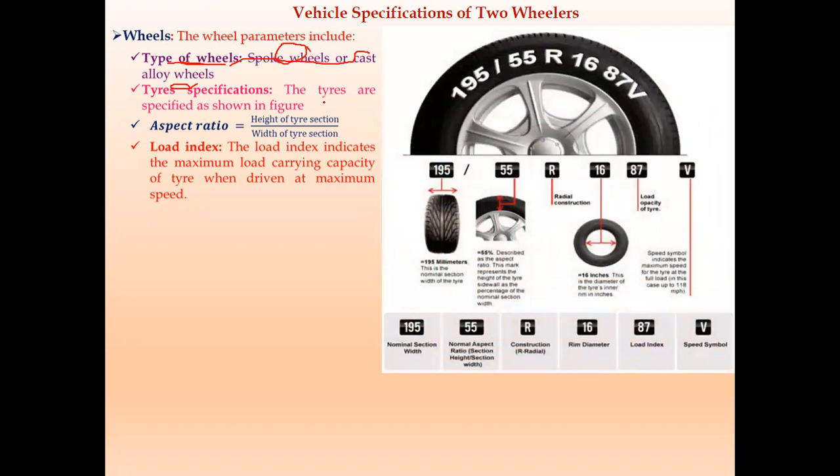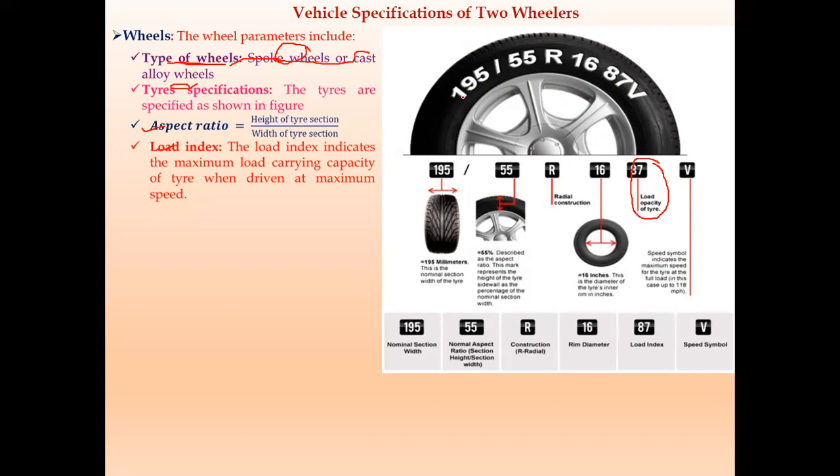So in case of tire, if you see, we have an aspect ratio. Then we have a load index. If you see, this is the load index, or you can say load carrying capacity of the tire. Then we have the width, diameter, and construction. So that comes under the specification of tires.